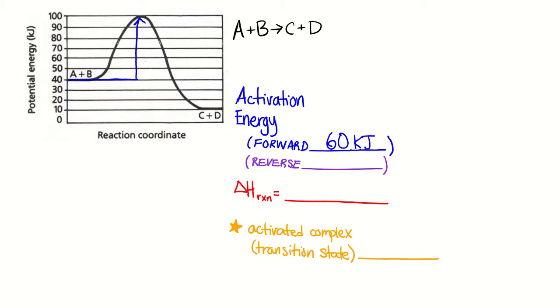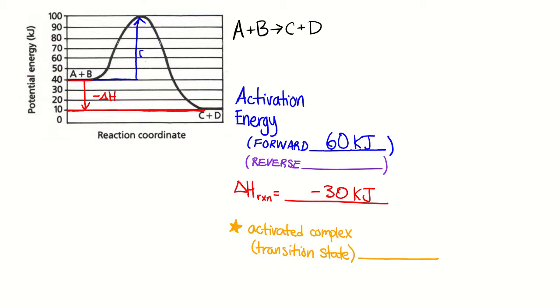The delta H, or the heat of this reaction, is always the difference between the reactant level and the product level, with no mention of the activated complex or the activation energy. It is always the starting level and the ending level and that difference. In this case, the heat of reaction is negative 30 kilojoules. So it is a negative delta H for this case, which means the reaction is exothermic.